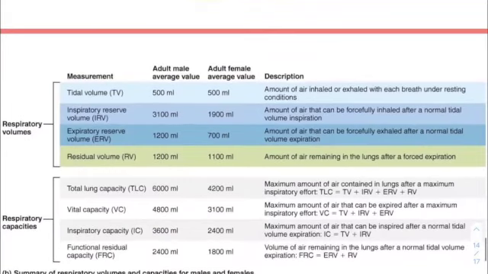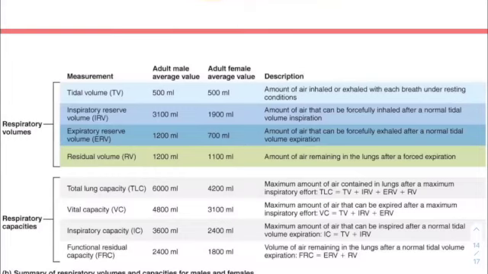So tidal volume is how much air you breathe in and out under resting conditions. It's what you're breathing right now, just sitting. Inspiratory reserve is the amount of air that you can breathe in forcefully. Expiratory reserve is the amount of air you can forcefully exhale. Residual volume: there's always going to be some volume of air in the lungs after you breathe out.